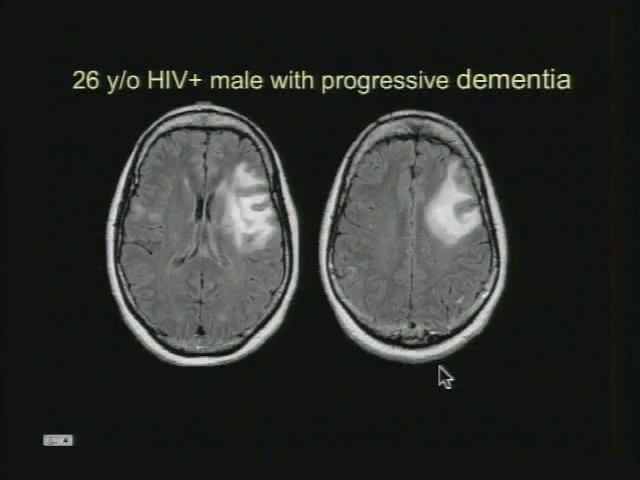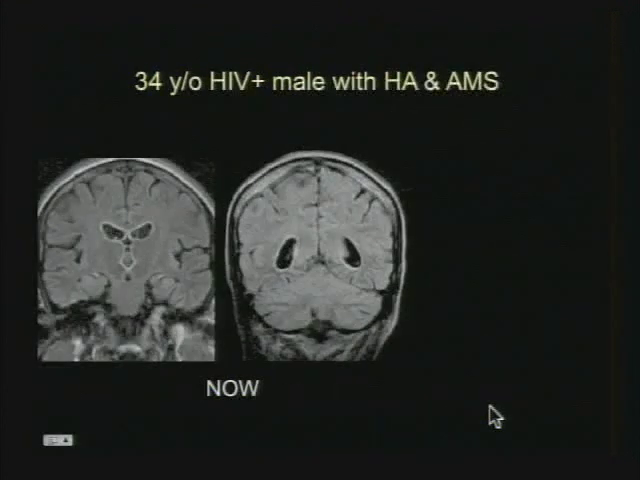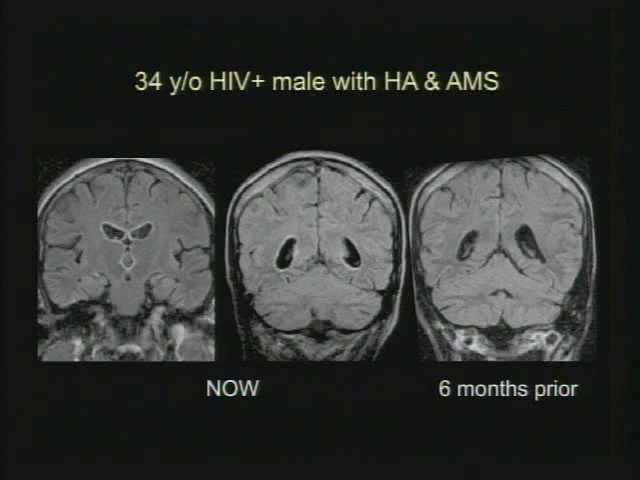Here's just another case of PML. Asymmetric white matter involvement, no mass effect, involving the subcortical U fibers. Here's a subtle case, an HIV male with headache and altered mental status. So I included the patient's MRI from 6 months prior to help bring out the abnormality. And you can see that around the ventricles, you see this pencil-like T2 abnormality outlining the frontal horns, the third ventricle, and the lateral ventricles here.